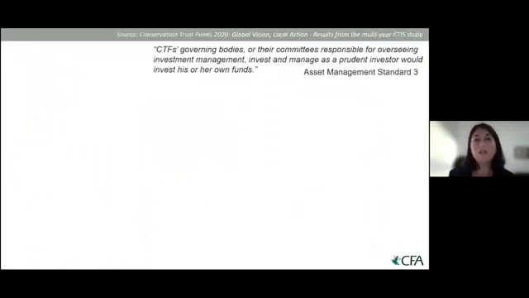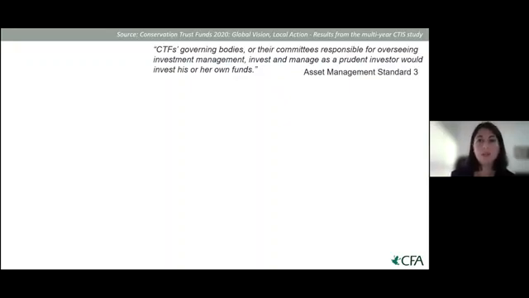And the asset management standards say that governing bodies and their committees overseeing investment need to invest and manage as a prudent investor would invest his or her own funds. But it is difficult, of course, to understand what a prudent investor would do when you need to balance these trade-offs between preserving capital and maximizing distributions, and playing with risk and returns. And of course, there are many strategies to work on this, like asset diversification, use of qualified investment professionals, adopting and sticking, very important, sticking to a long-term strategy, and building internal capacity for investments.